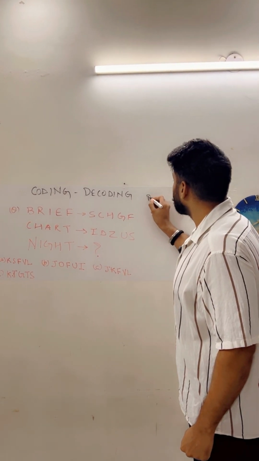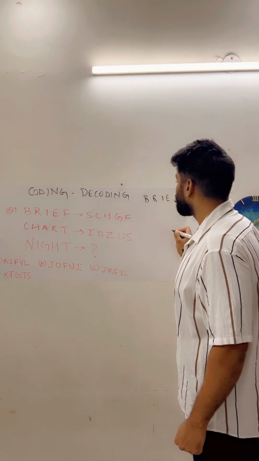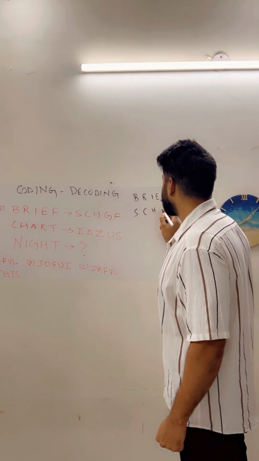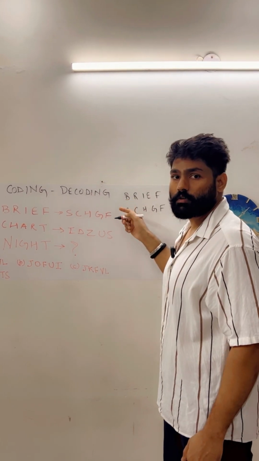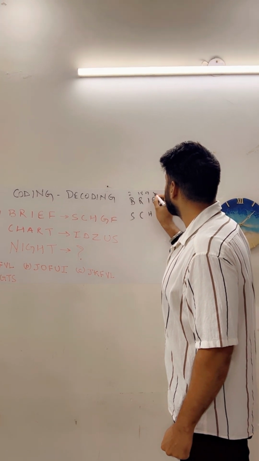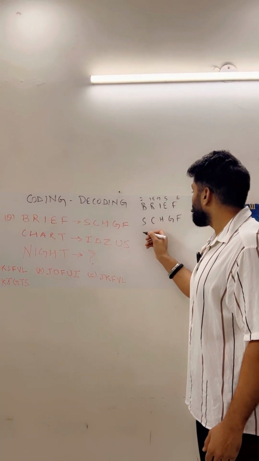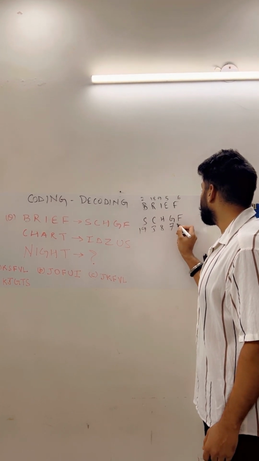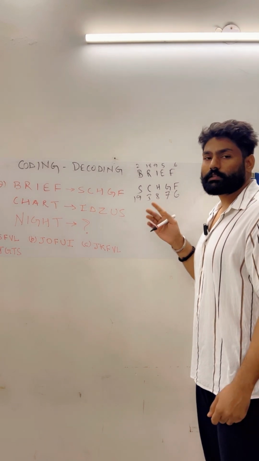Let's write it. What is given here? B R I E F, and its code is given as S C H G F. Let's write the positional values of the question: 2, 18, 9, 5, 6. Okay, so the code that is given to us is 19, 3, 8, 7, 6. So this is given in the question.